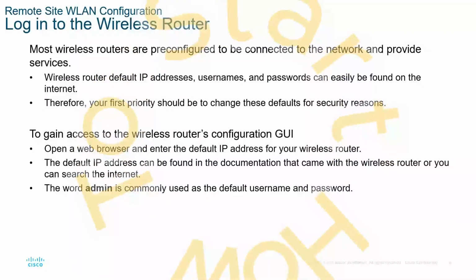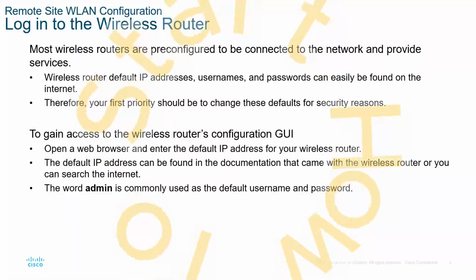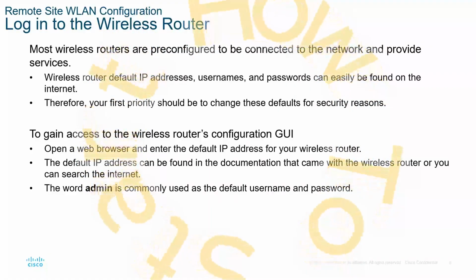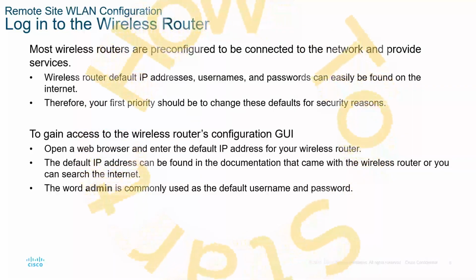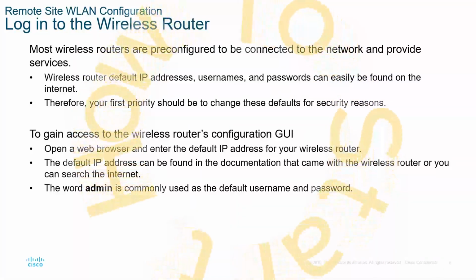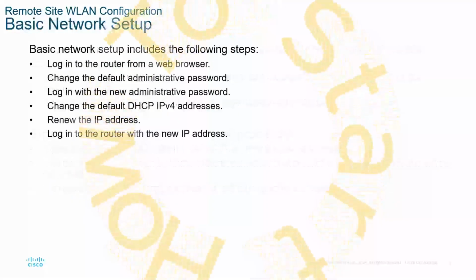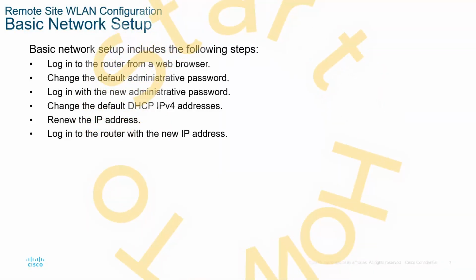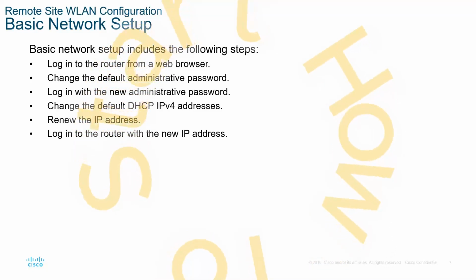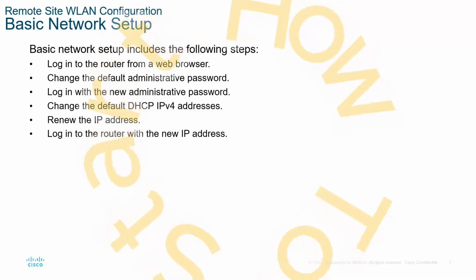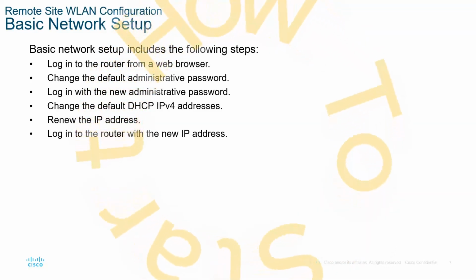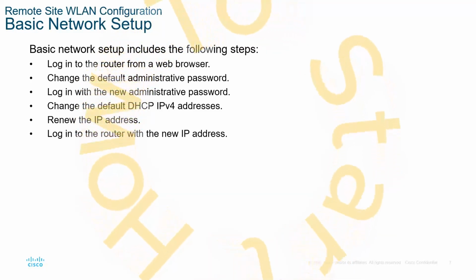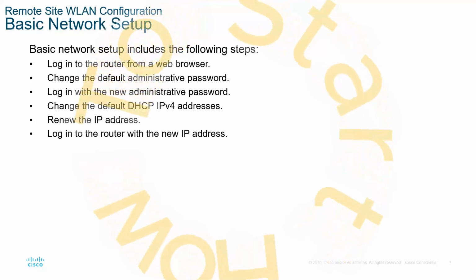So what you do is you essentially log into the router itself. Normally the default username and password are admin, but it's just dependent on your device. A basic setup would be log into the router, change the default admin password, look at the IP information that it's going to be handing out to the LAN, maybe change it if necessary, renew your IP address, log back into the router if necessary.